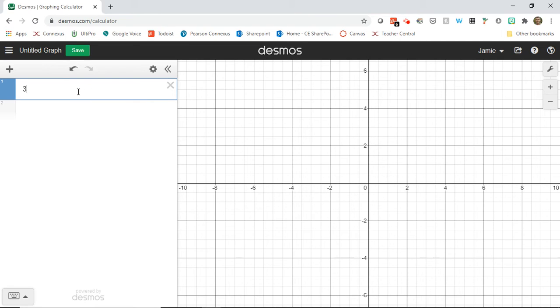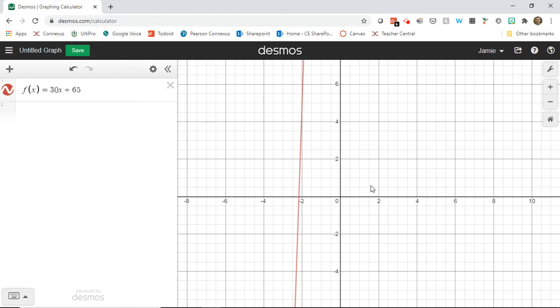So it was 30x. Well, I'm just going to make a function here, first of all. So our function was 30x plus 65. So she was making $30 for each hour plus the $65. And so what we wanted to know was, when would f of x equal 125? Well, f of x is our y-axis here.